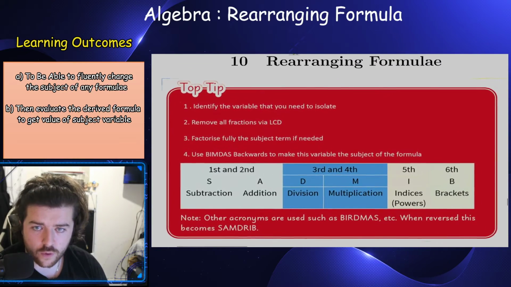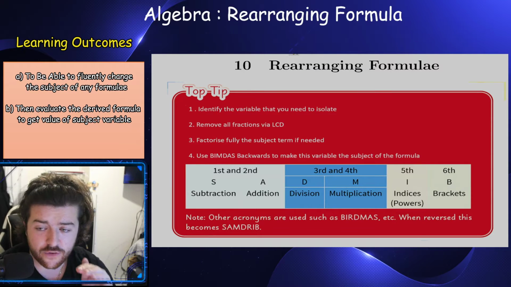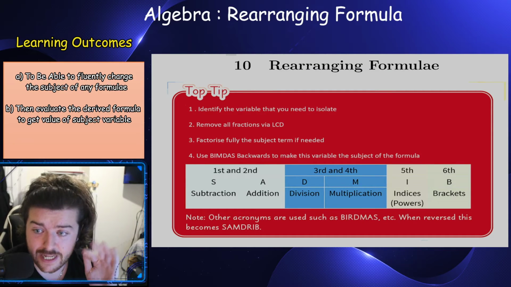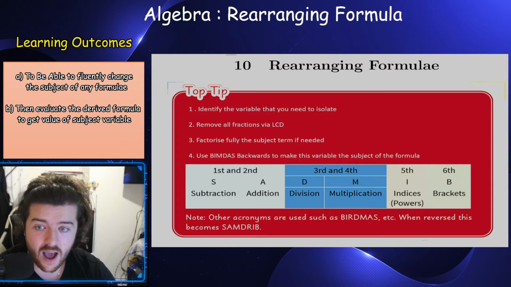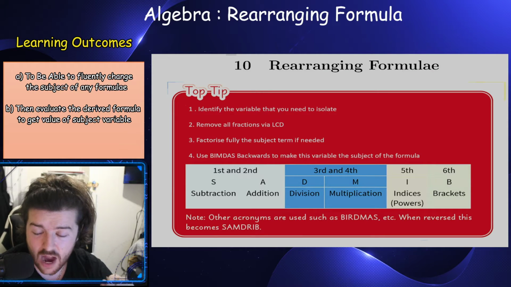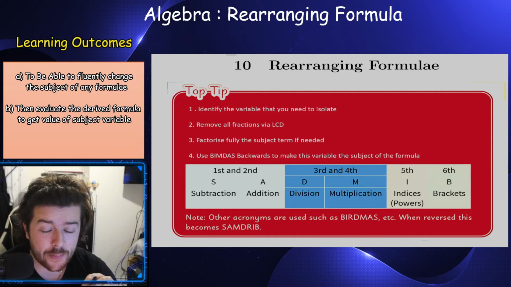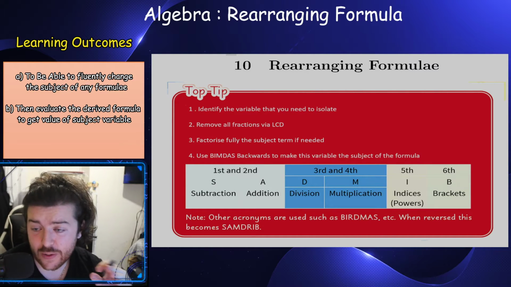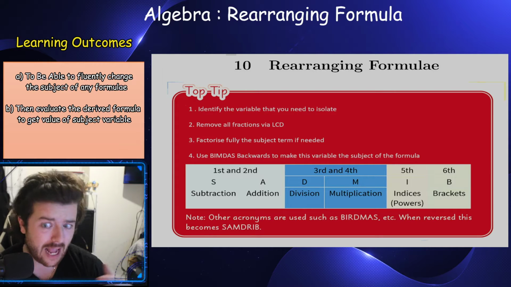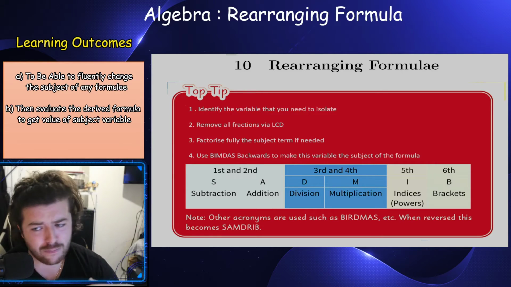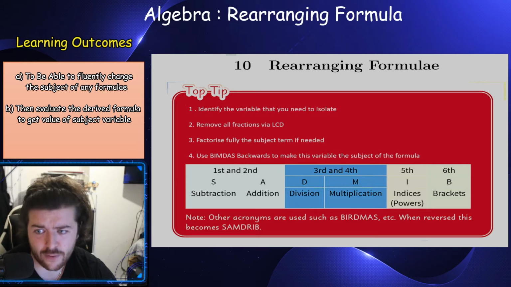The 4 rules I have for rearranging formula. These are your 4 steps. Follow these steps and you should be able to rearrange anything. Okay, first step, identify the variable that you need to isolate. Luckily, in your exam, they will tell you what you need to isolate. They'll say, rearrange this formula in terms of x, blah, blah, blah. You know what I mean?